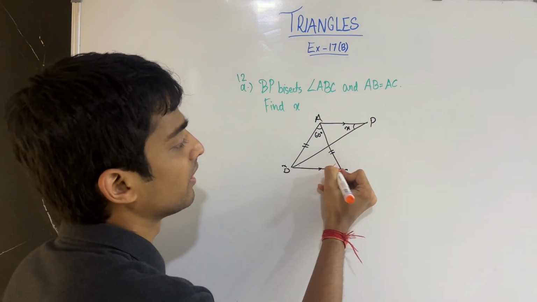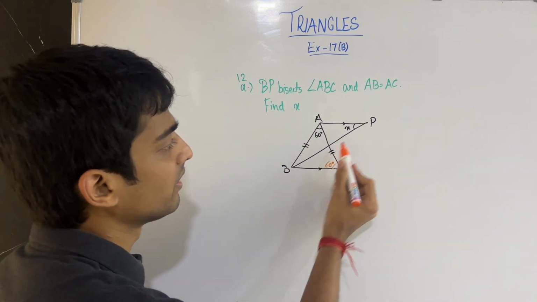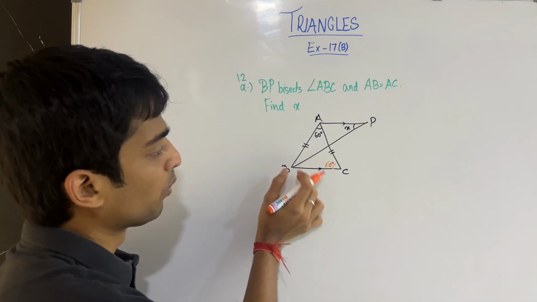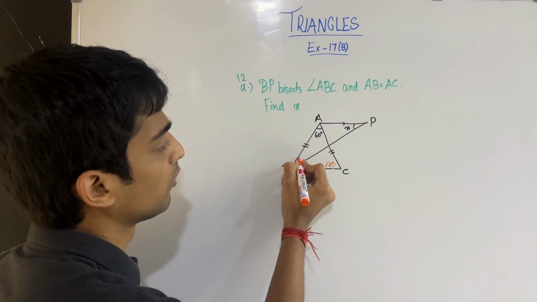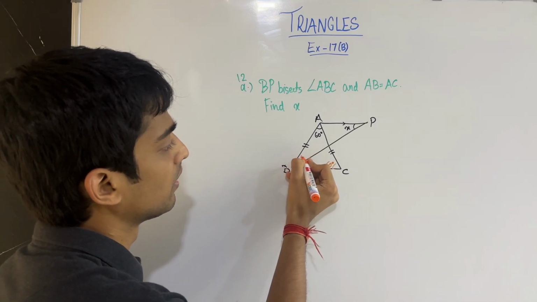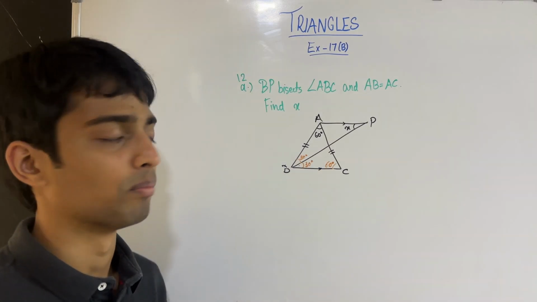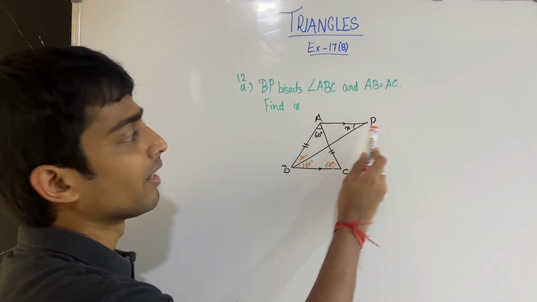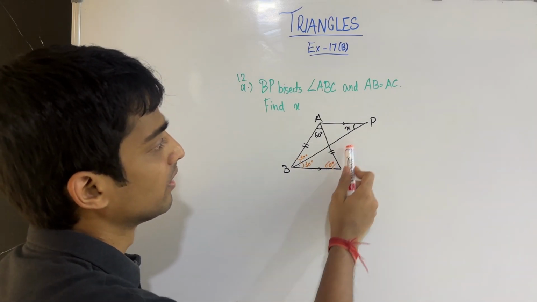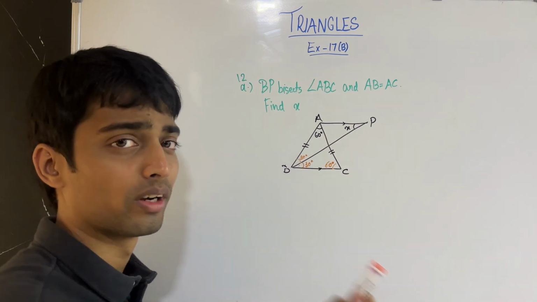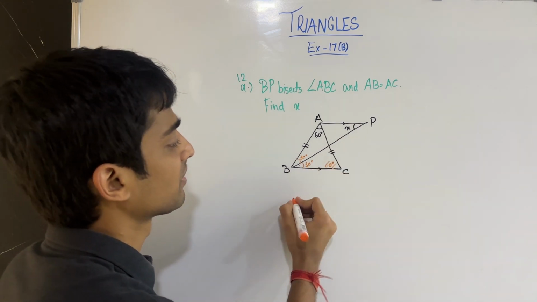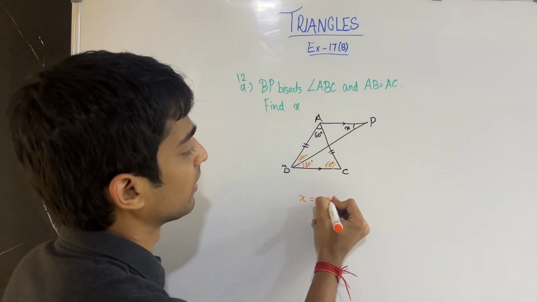So this is 60 degrees. And since this is a bisector, this whole angle is 60, so this angle will be 30 and this angle will be 30. Now, these two are parallel lines, and so this angle and this angle would be alternate angles. We can simply write x equal to 30 degrees.